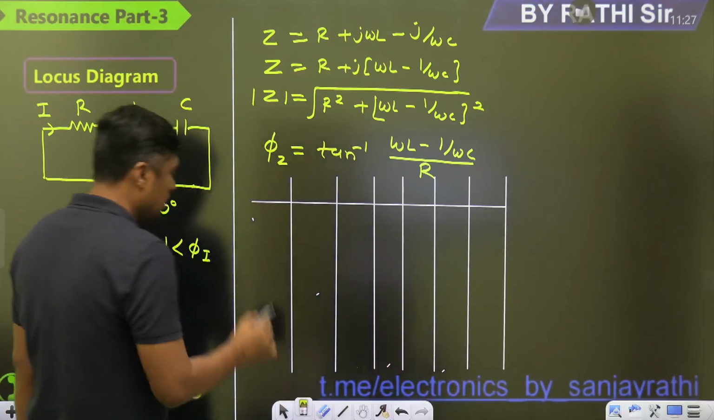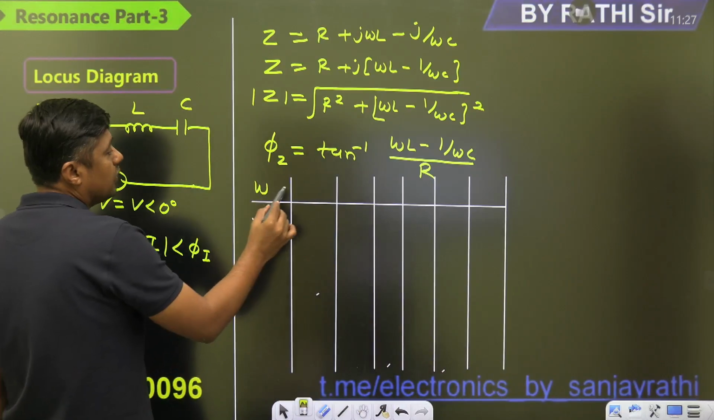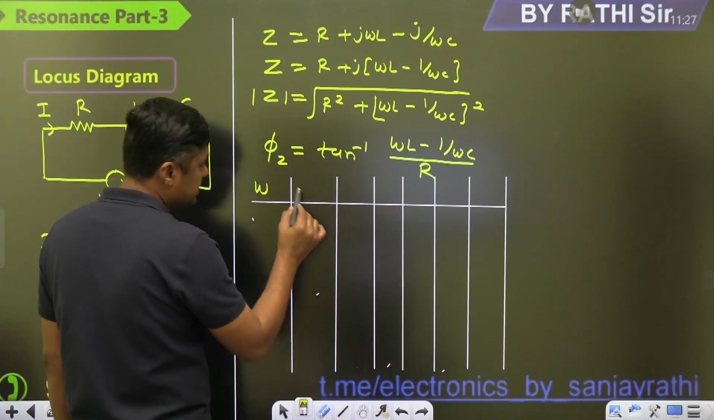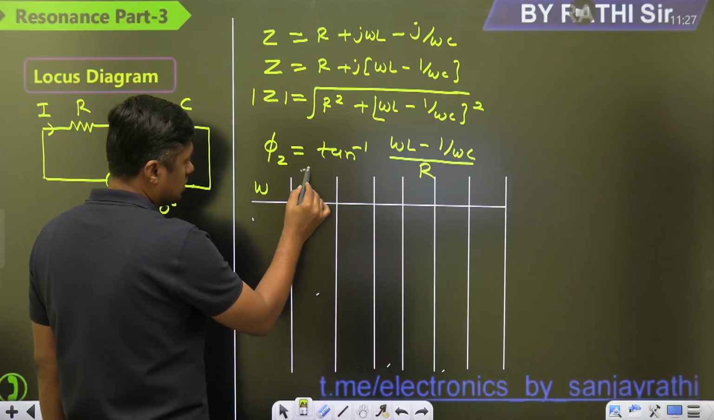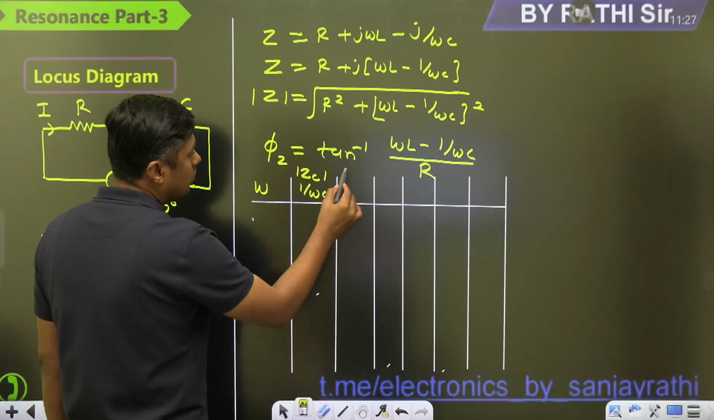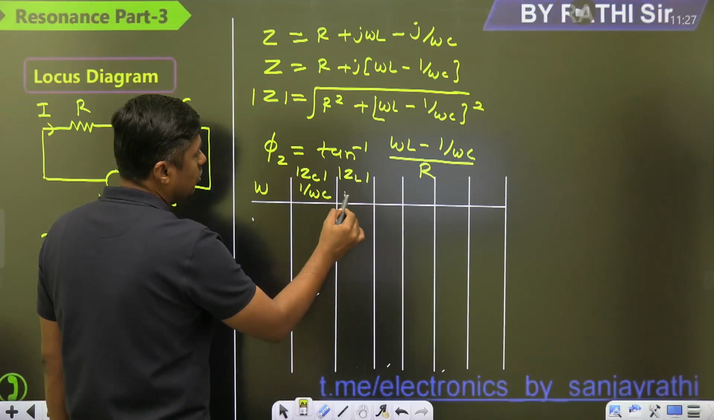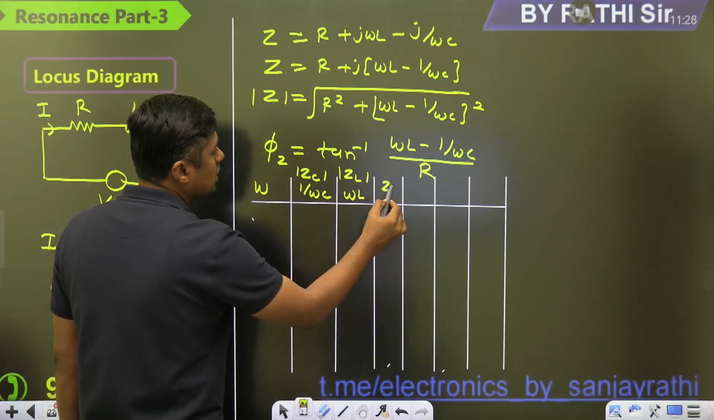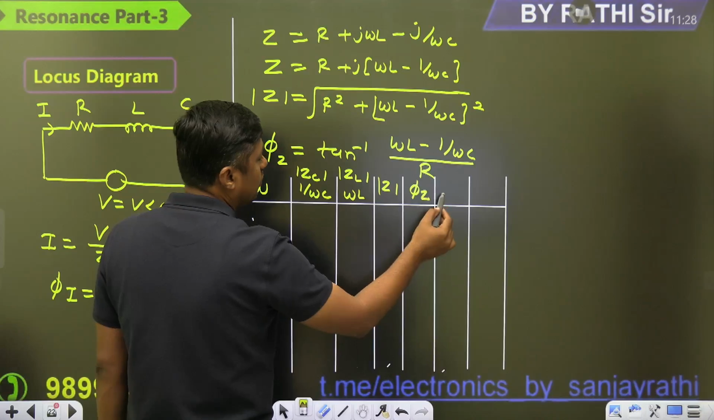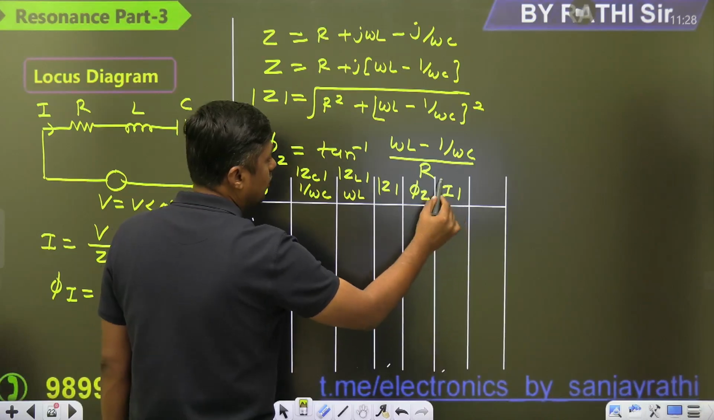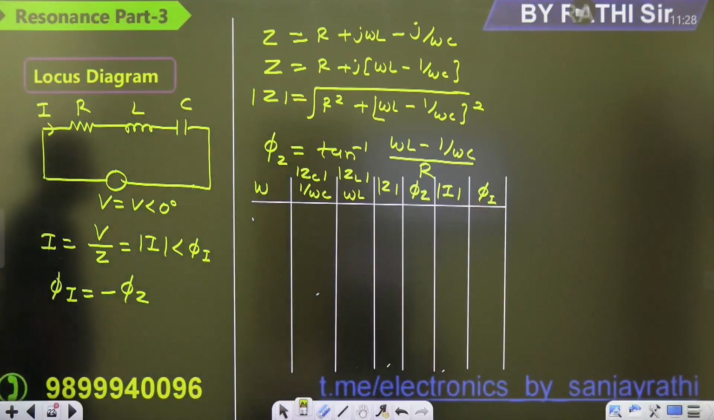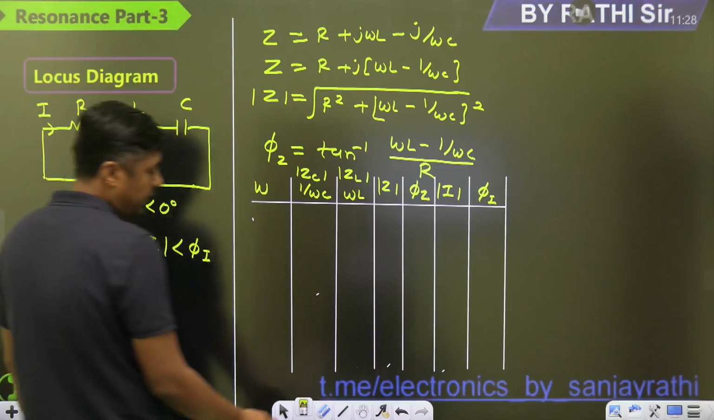Now, let omega be variable. First, what is the effect on impedance of ZC? What is the ZC? 1 by omega C. What is the effect on ZL? What is the ZL? Omega L. What is the overall Z? What is the phi of Z? And then what is the I? And what is the phi of I? Okay, and that is the case. I think now it is more informative.